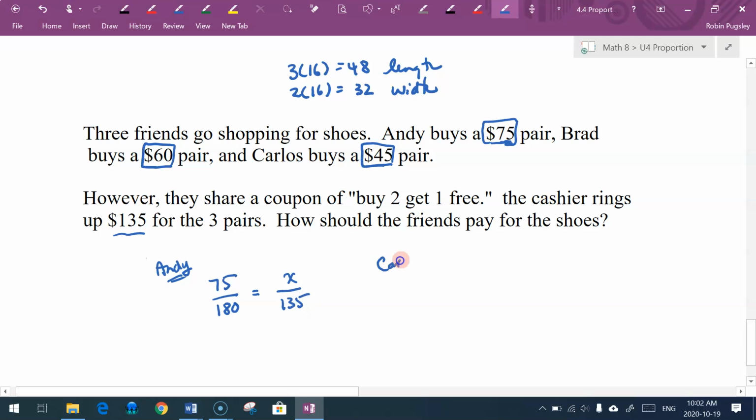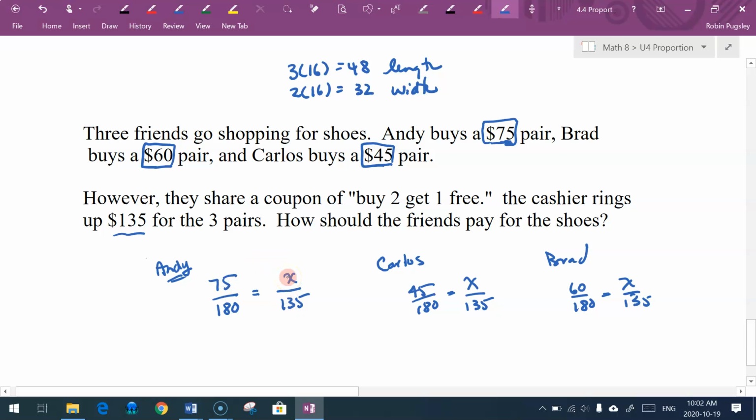And then we would do the same with Carlos. Carlos is paying 45 out of the 180. What proportion should he pay if it's only out of 135? And then we do the same thing with Brad, who is paying 60 out of the 180, and then we can figure out what proportion out of the 135, right? Because we want to figure out what proportion of the total price they paid towards. So through cross multiplication, we could figure that out, or we could figure it out proportionally. What am I dividing by? I divide by the same number.